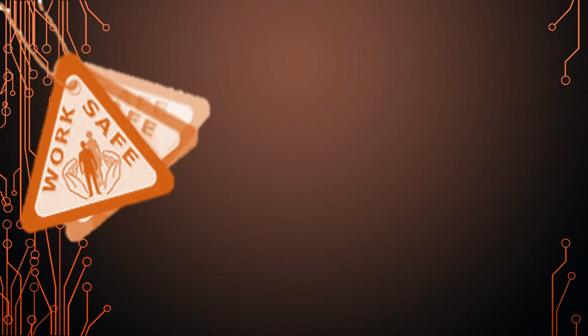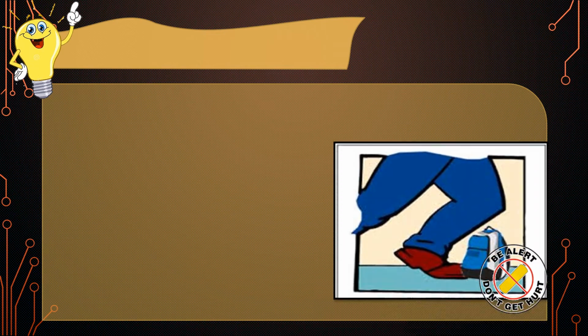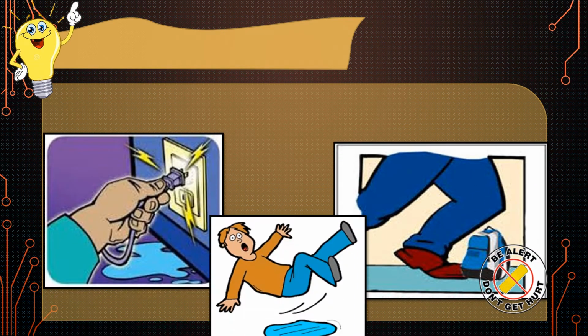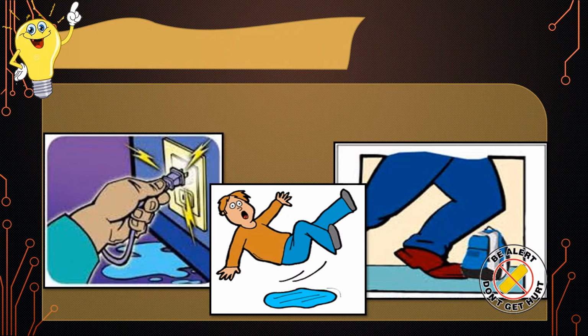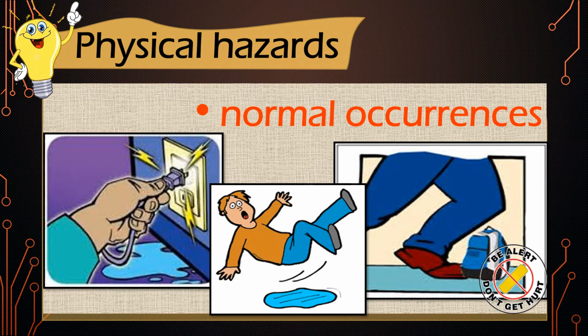To be able to understand well about hazards, let's identify the types of hazards. Take a look at the illustrations. Did you experience any of this? This pertains to physical hazards. Physical hazards are factors or conditions within the environment that can harm your health.